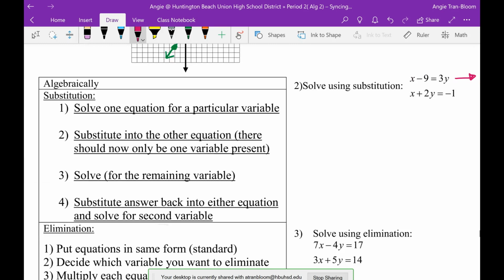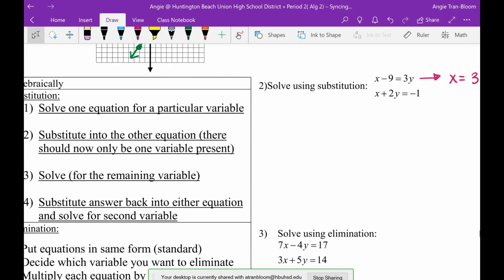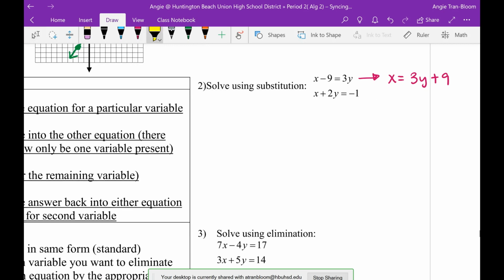Good. And then number 2 says substitute that into the other equation. So the second equation, every time you see an x, what are you going to do now? What are you going to substitute with? 3y plus 9. So take this class, plug it in there. Okay, so x is now no longer x. X gets 3y plus 9. Drop down the 2y equals negative 1. Then you just solve for that one variable.